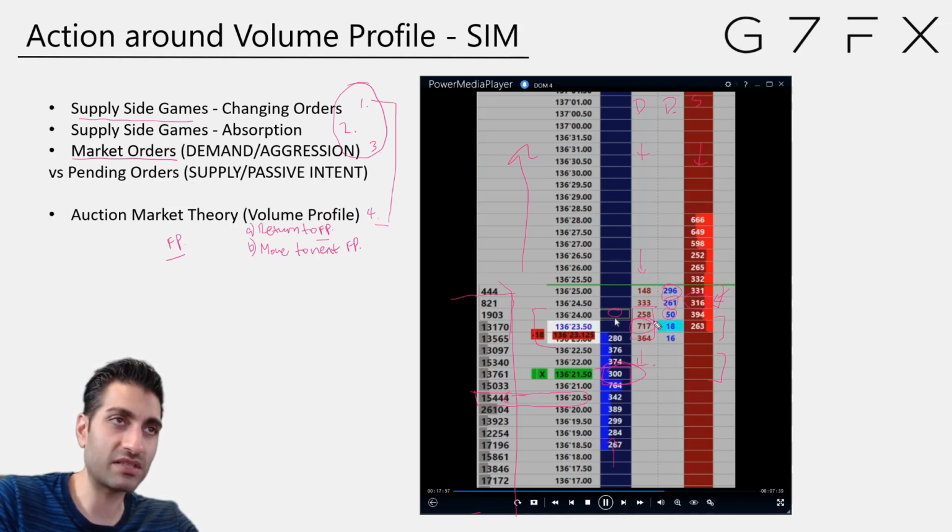There you go. Look at that, guys. 700. How many are you seeing on the buy side? 50, 29, 200, nothing. You see what I'm circling there? That's what I'm circling.